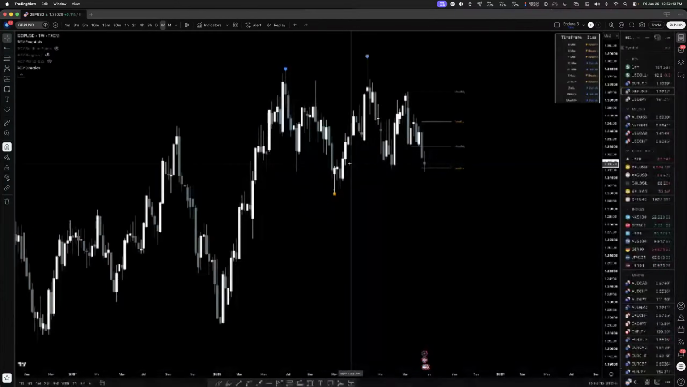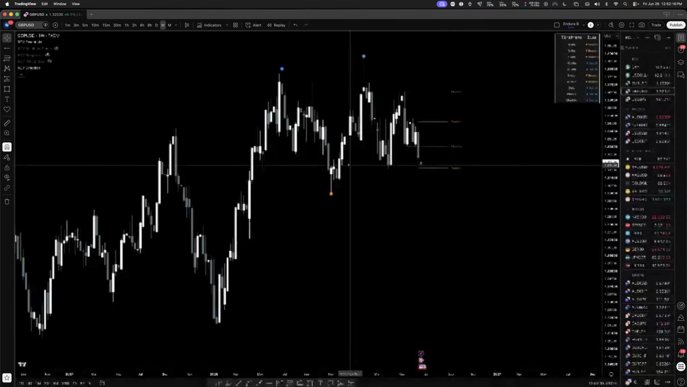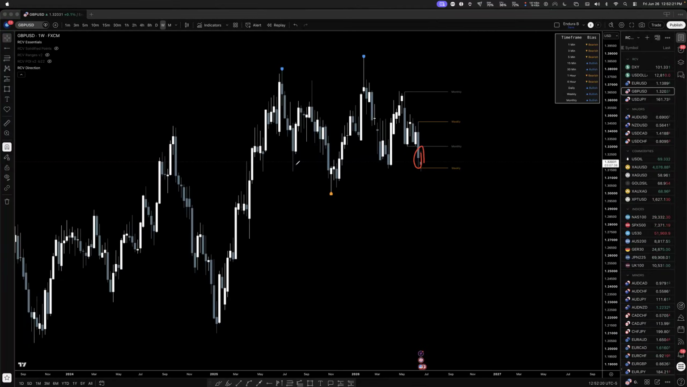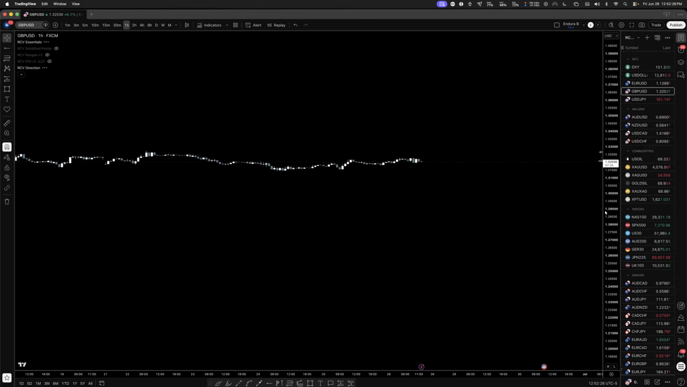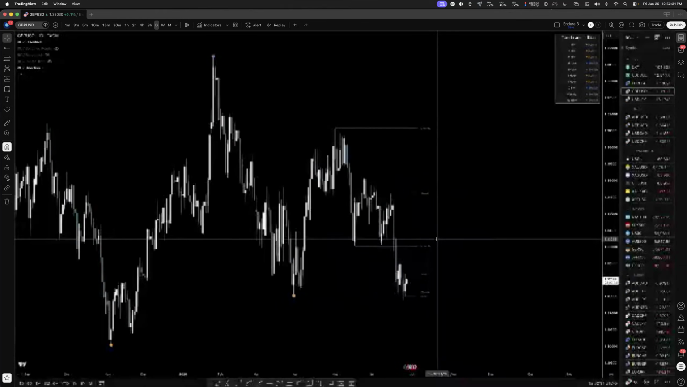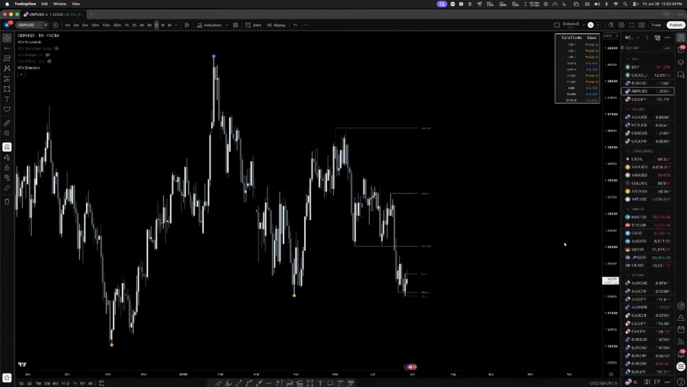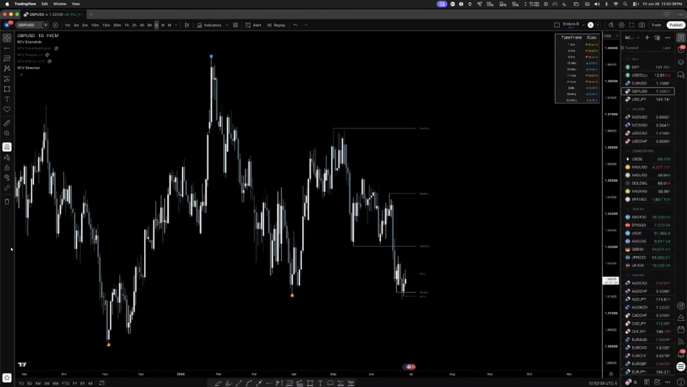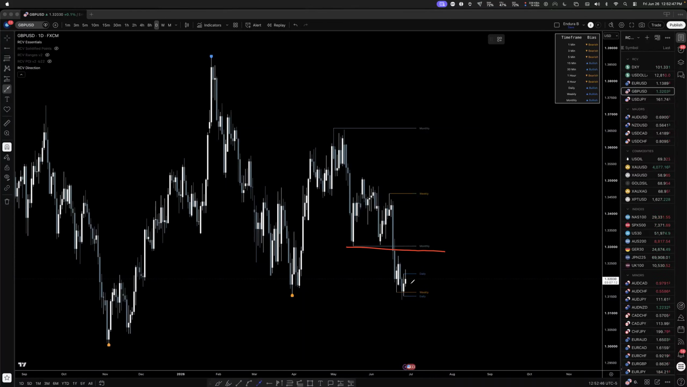GU, same thing. But this one is a lot more indecisive for the week, which is not bad because that makes me lean more towards seeing this come back. Let's go to the daily, stay on the daily. It makes me want to lean into hopefully seeing this come back and tap the previous monthly low.